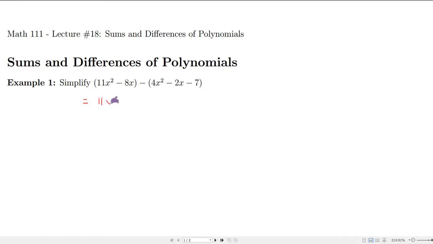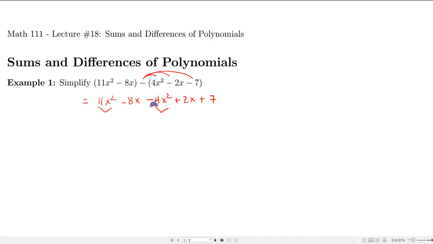So we have 11x squared minus 8x and then minus 4x squared. But that minus is going to get distributed. So this will be a plus 2x and a plus 7. And then now, similar to how we were simplifying before, you're going to combine like terms. So you'll notice that we have terms that have x squared in them. So this term and this term are like terms. They both have x squareds.